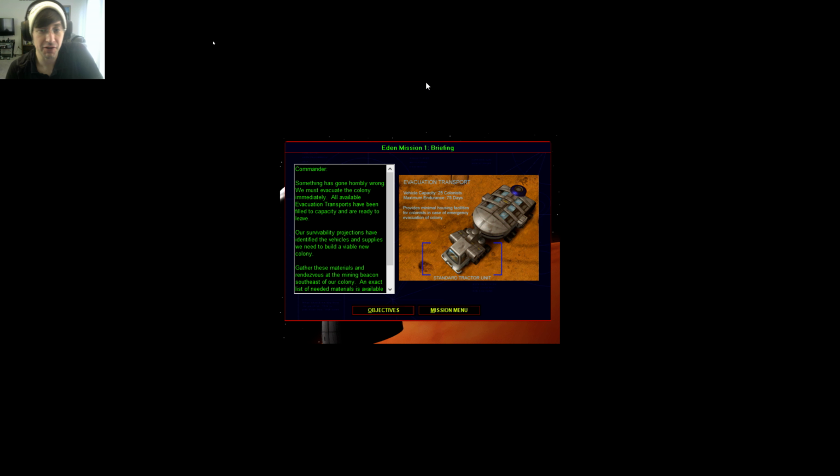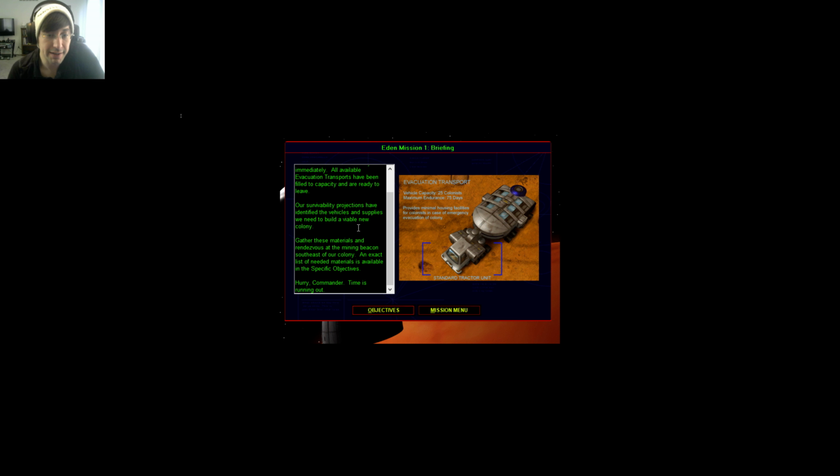So, Commander, something has gone horribly wrong. We must evacuate the colonies immediately. All available evacuation transports have been filled to capacity and are ready to leave. Our survivability projections have identified the vehicles and supplies we need to build a viable new colony. Gather these materials and rendezvous at the mining beacon southeast of our colony. An exact list of needed materials is available in the specific objectives. Hurry, Commander, time is running out.